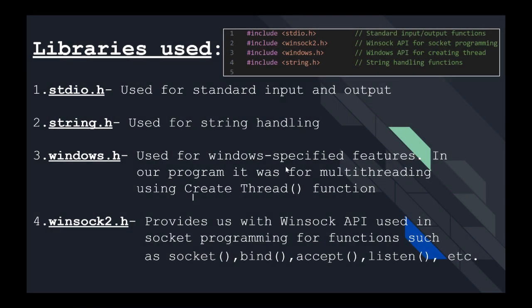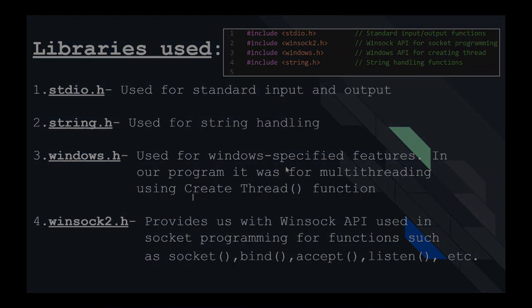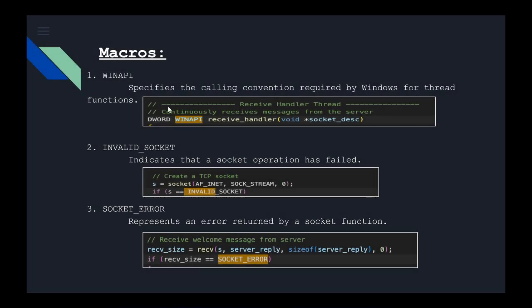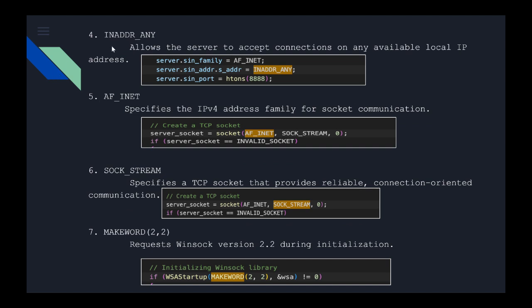To implement all these, we have used a few important libraries. We used stdio.h for input-output, string.h for string functions, winsock2.h for networking, and windows.h for creating threads. These are some of the inbuilt macros which we used in our project. They were WINAPI, INVALID_SOCKET, SOCKET_ERROR, INADDR_ANY, AF_INET, SOCK_STREAM, and MAKEWORD(2, 2). These macros help us a lot in building the chat application.